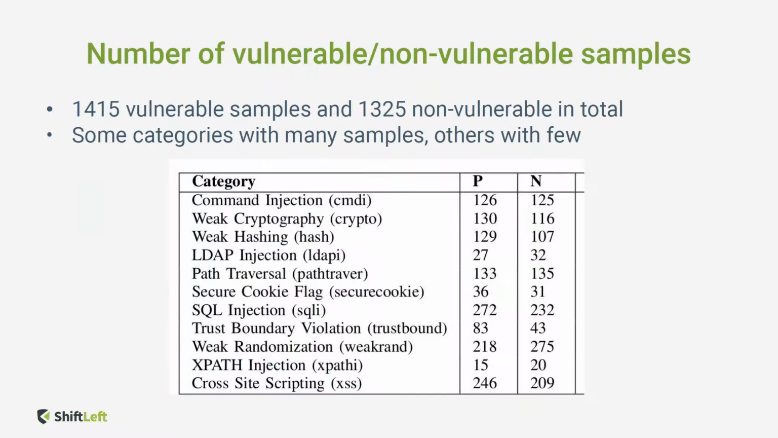Overall, we have 1,415 vulnerable samples in that benchmark, and then 1,325 non-vulnerable ones. And this is the split over the different categories. So P is the vulnerable samples, while N is the number of non-vulnerable samples. And so you can see the categories don't necessarily have the same size. So for example, when you look at XPath injection, you only have 15 positive and 20 negative samples. And then in contrast for SQL injection, there are 272 positive and 232 negative samples.